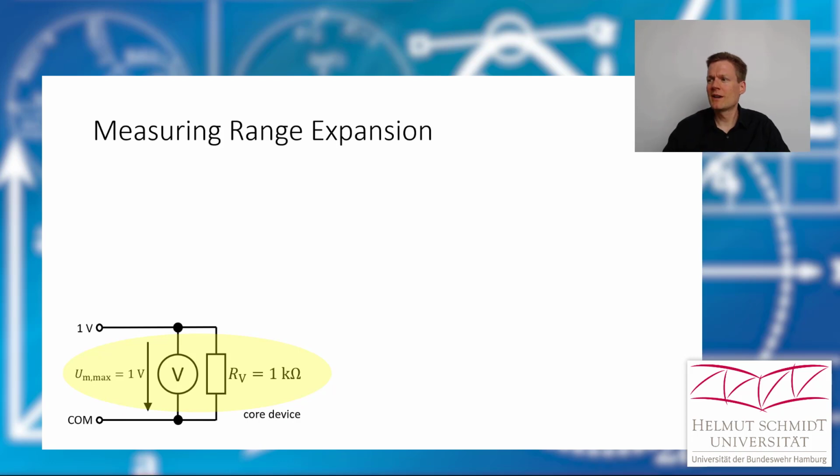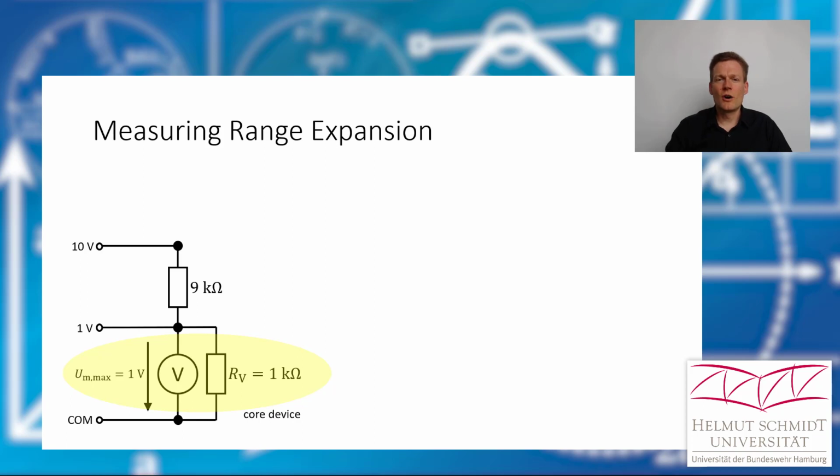It's quite easy. We can just add another resistor here, and for 10 volt we take a 9 kilo ohm resistor, and then we have a voltage divider with 9 kilo ohm and 1 kilo ohm, and that means the 10 volt will divide into 9 volt and 1 volt. And that means the voltmeter will show its maximum value, and then we know, okay, the maximum value now means 10 volts.